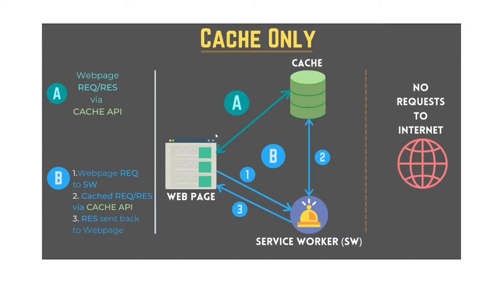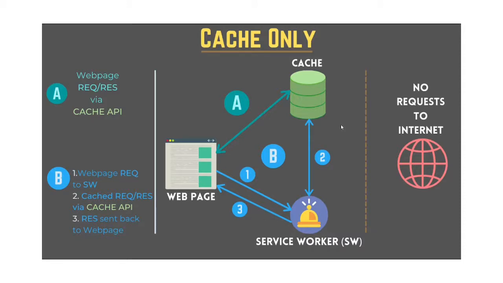One possible scenario is the web page directly accessing the cache for a resource and it gets back the response. The other scenario is by making a request to the service worker. That is the first step there. Once the service worker intercepts that fetch request, it makes another request to the cache through the Cache API. Once it receives the response back, it serves that response to the web page. So that completes the cycle.